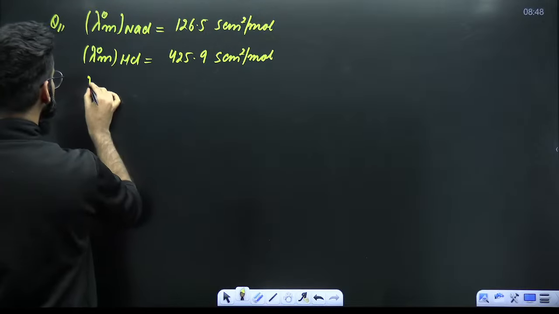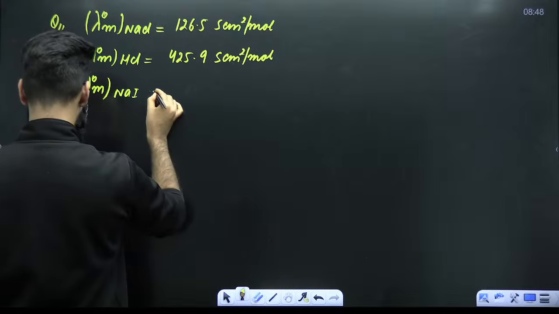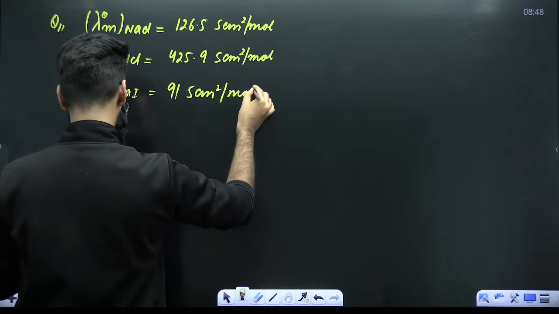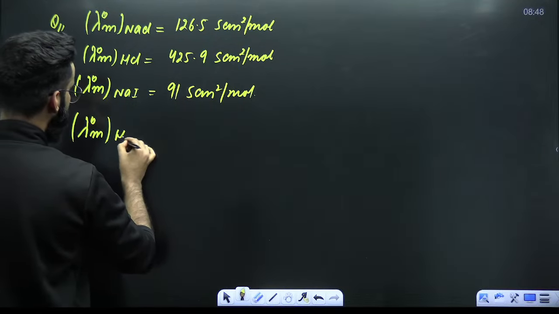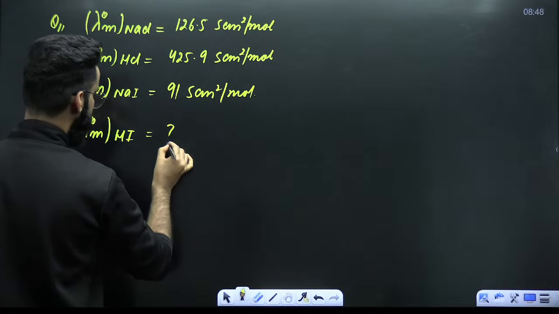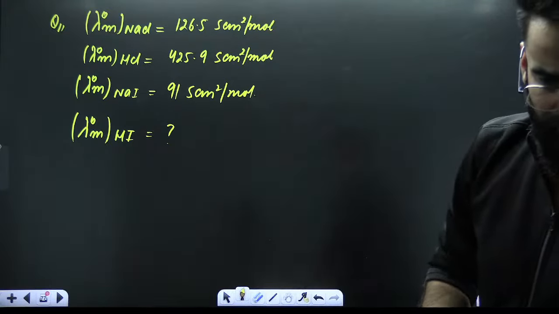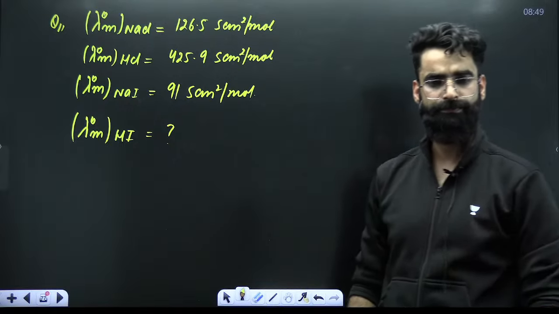Similarly, I'm giving you one more value. Lambda naught m of NaI is 91 Siemens centimeter square per mole. And I'm asking you to calculate lambda naught m for HI. This is something which you are supposed to calculate. Can you give it a try? My dear students, same thing you have to do.